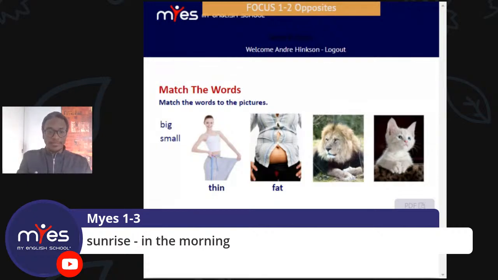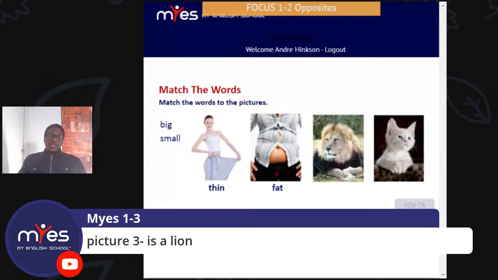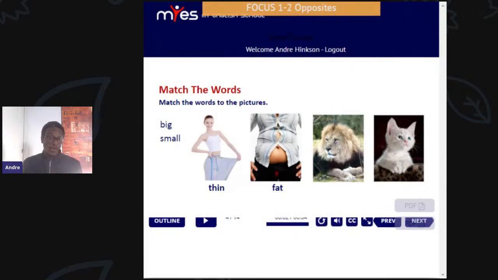So picture three is a lion. Normally lions are a particular size. So is it big or is it small? If you guessed correctly, this lion is big. Excellent. So this lion in picture three is big. It's a big size. And of course, the opposite of big for the fourth picture is small.